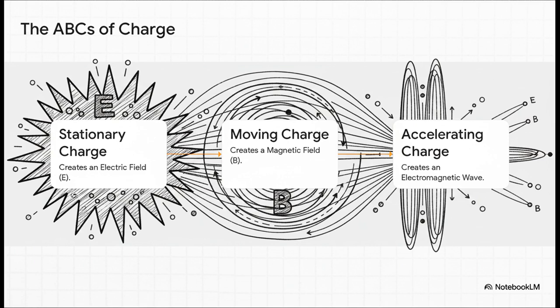But here is where it gets really cool. If you accelerate that charge, speed it up, slow it down, make it wiggle, something amazing happens. It sends out a ripple, a combined electromagnetic wave. And just like that, you've met our 2 main letters, E and B.